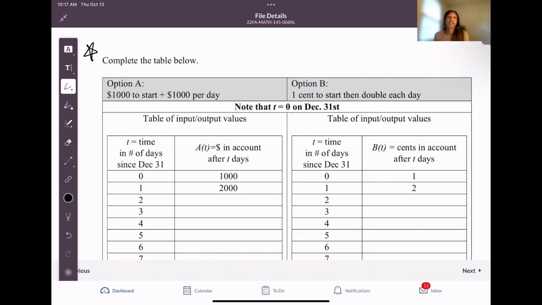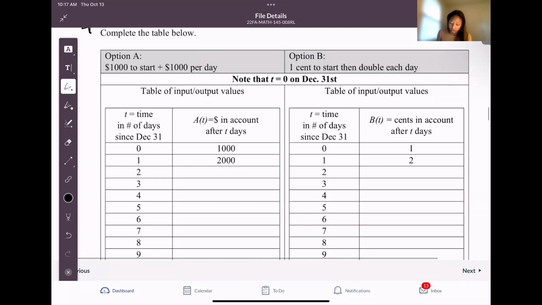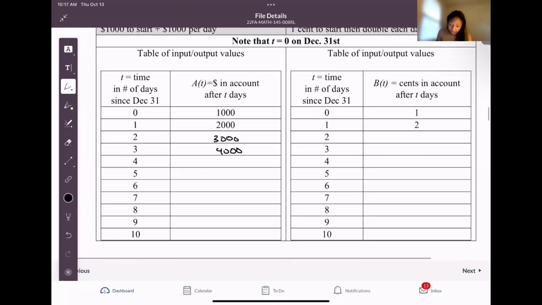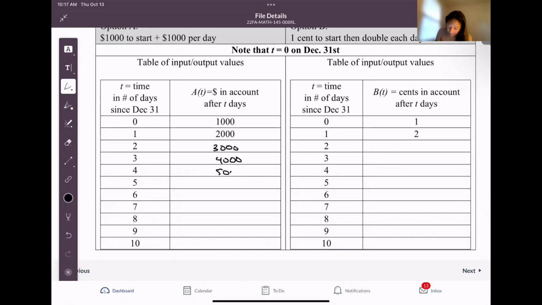All right. So for option A, we start off with $1,000 and then get $1,000 per day. So on December 31st, we have $1,000. By January 1st, 2,000. January 2nd, 3,000, and this is the total amount of money we have. January 3rd, 4,000. We see the pattern here for the first column. We can keep on adding $1,000 for each day. We're at 6. All right, so by the 10th day, we have $11,000.